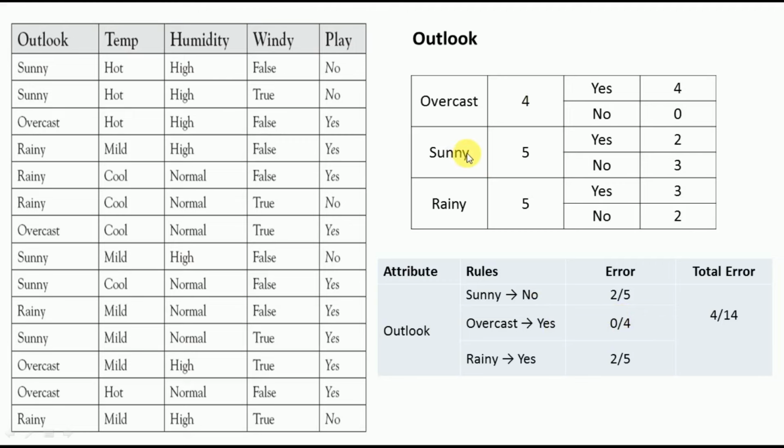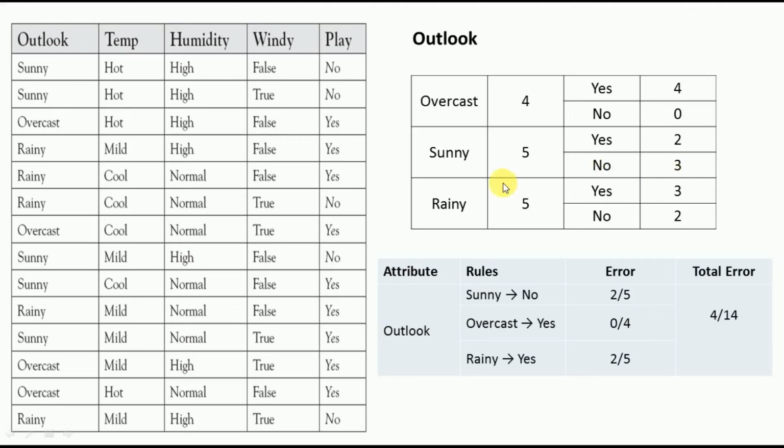Similarly for sunny, how many times is it appearing? 5 times. Now you need to count how many times sunny goes with yes, and how many times sunny goes with no. If you count it, I'll just show you. Sunny no, again sunny no, the 3 times it is appearing with no, then sunny yes here, and sunny yes here. So yes is 2, no is 3.